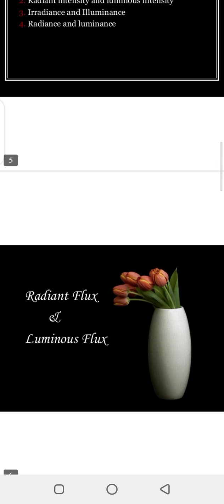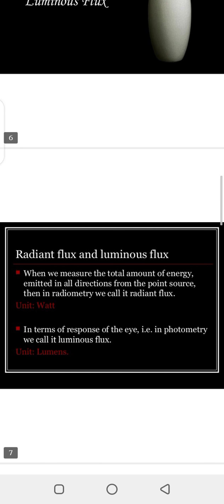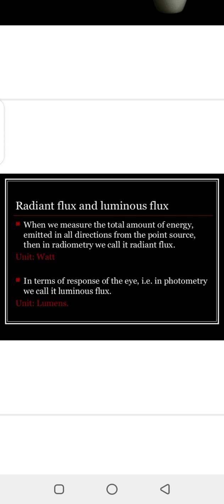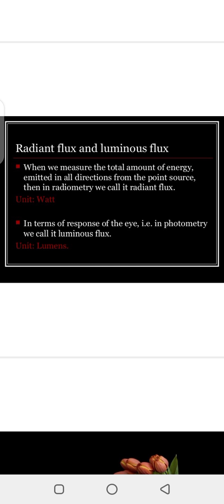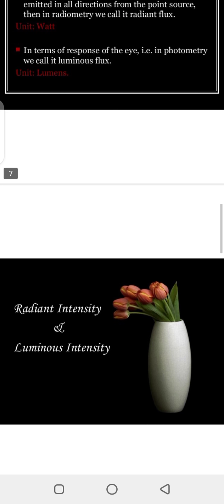We can see first radiant flux and luminous flux. When we measure the total amount of energy emitted in all directions from a point source, then in radiometry we call it radiant flux, unit watt. In terms of response of the eye, in photometry we call it luminous flux, unit lumen.